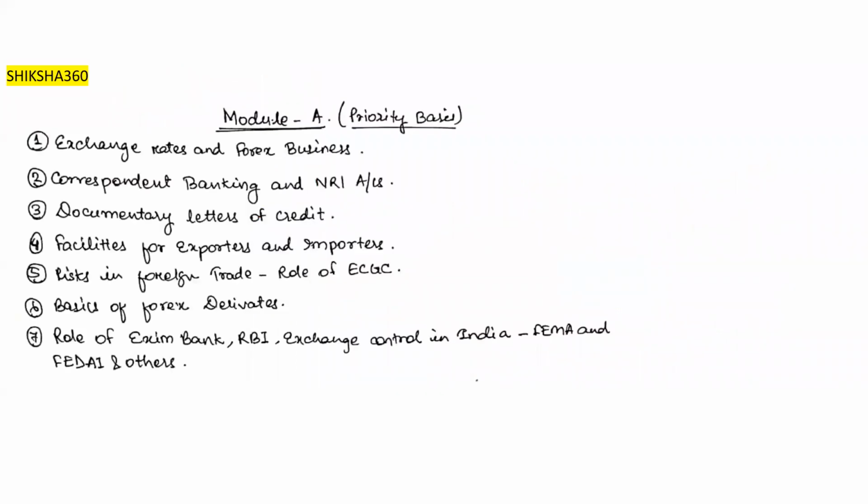So the first is module A, clear? How we can cover it. Module A is based on international banking. Module A consists of 7 topics, and the first one is exchange rate and forex business.